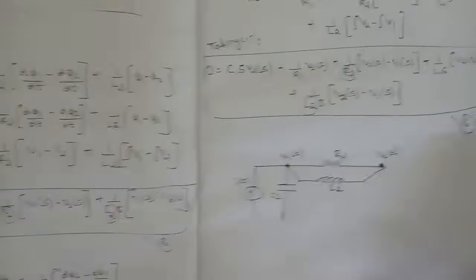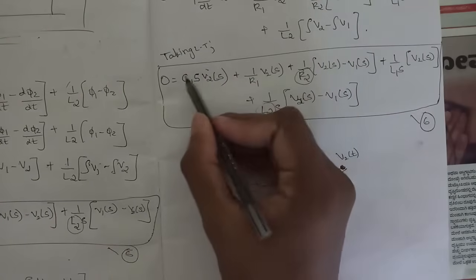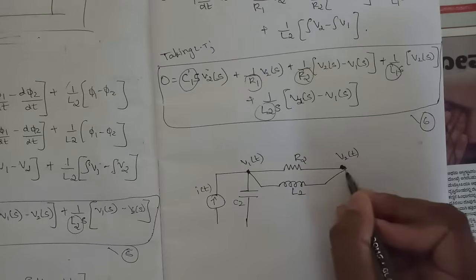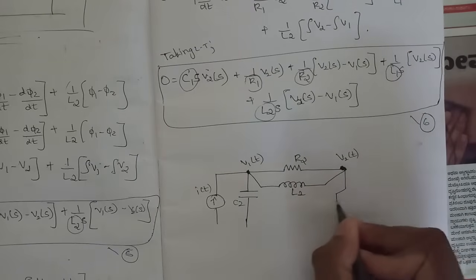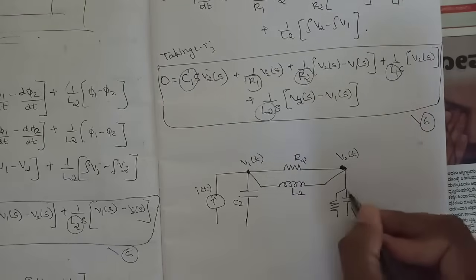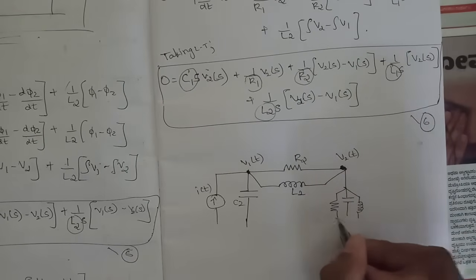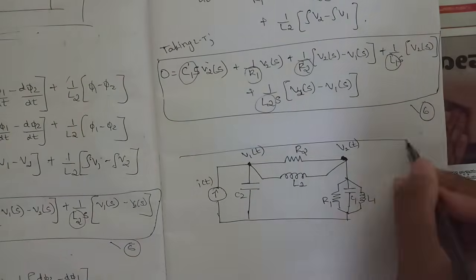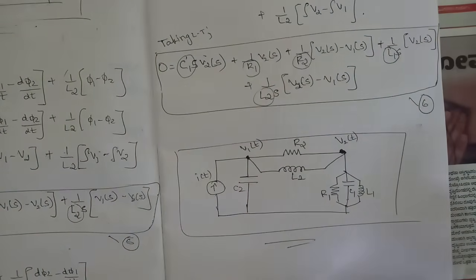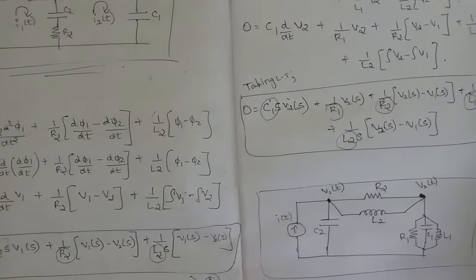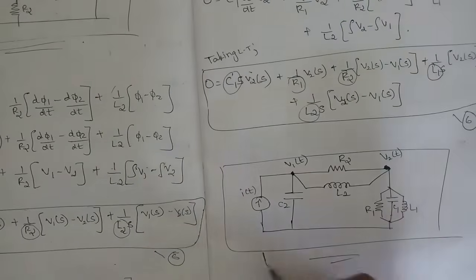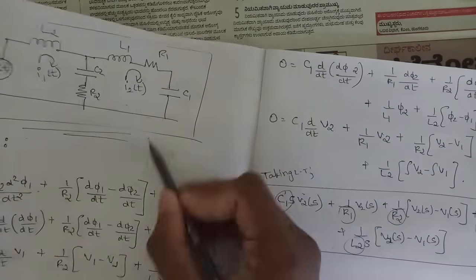So this is C2. Now consider the second node, that is V2. Which components are there? C1, R1 and L1. All the three must be in parallel to each other. Okay, R1, C1 and L1. So this is your equivalent FI analogy electrical network. Okay, so we have built the circuits for FI analogy as well as FV analogy here.